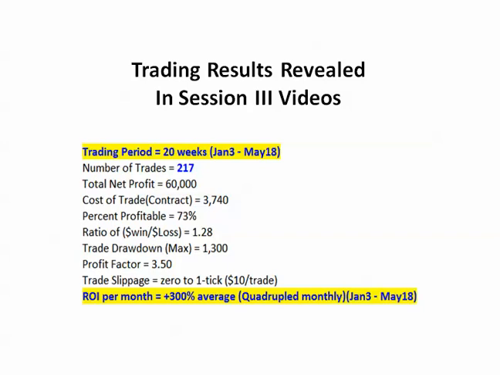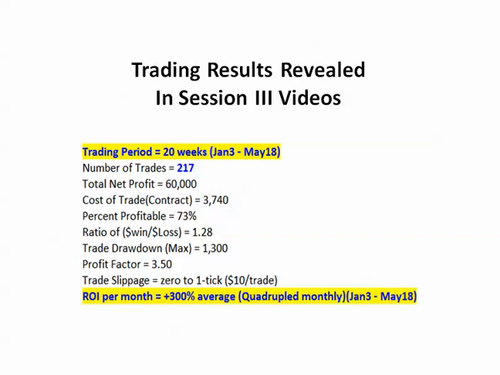Percent of trades that were profitable, 73% profitable, with a win to loss ratio of 1.28, which, as you can see, is really great. The greatest drawdown in any one trade or a combination of losing trades was $1,300. The profit factor is a high 3.50.